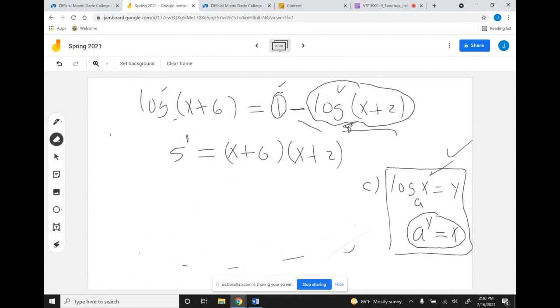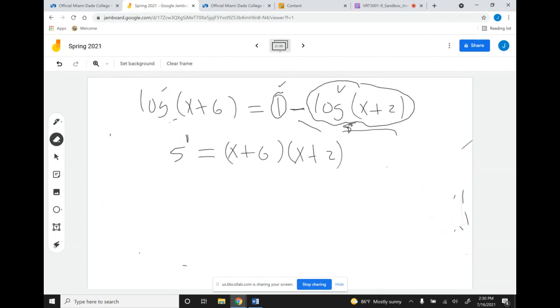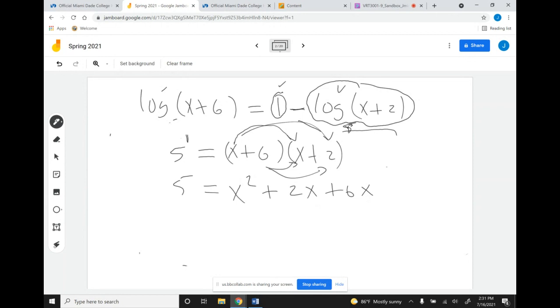And now all you have to do is solve for x. Just give me 1 second. So there it is. So here I have a 5. I'm going to FOIL this, and I'm going to have x squared plus 2x plus 6x plus 12. Okay? I combine like terms.